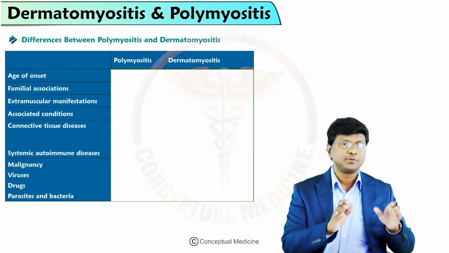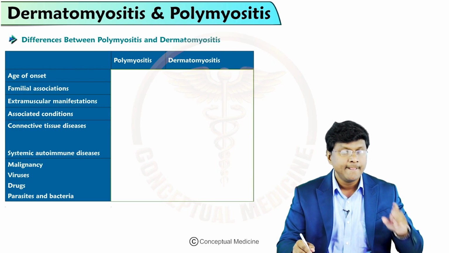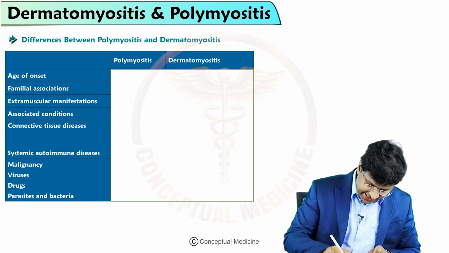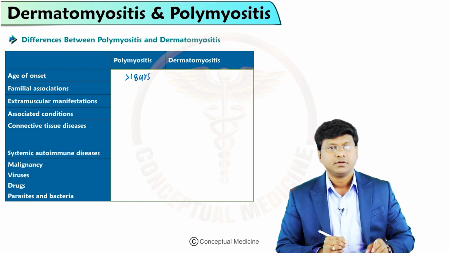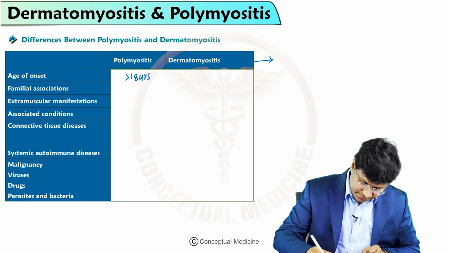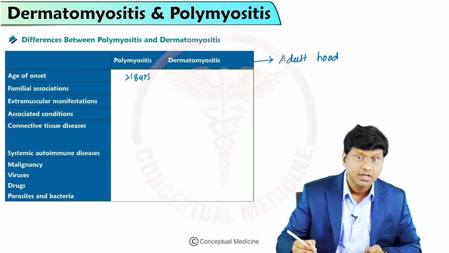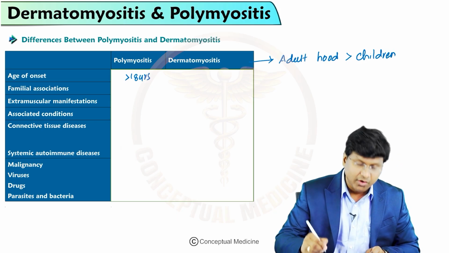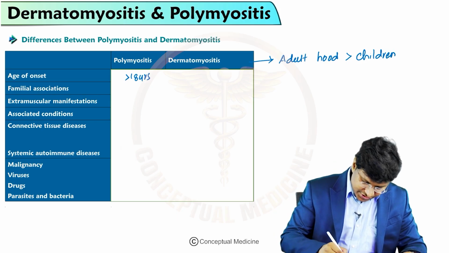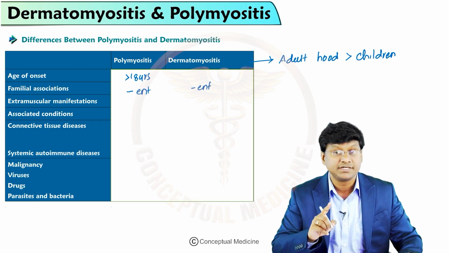Now, after having discussed polymyositis and dermatomyositis, now let me tell you the differences between polymyositis and dermatomyositis. Polymyositis, the age of incidence is more than 18 years. Dermatomyositis is seen in adulthood and even childhood, but most commonly in adults. Familial associations are absent in both of them, right?